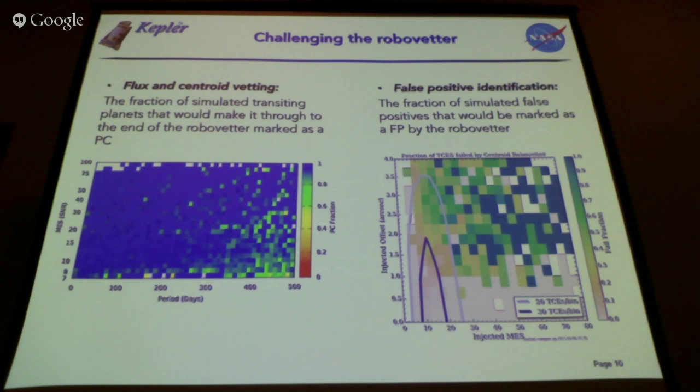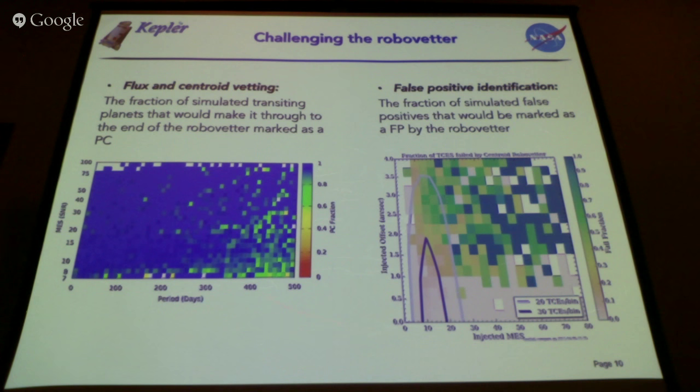This is a taste of how well we're doing with identifying false positives. As I said, some of these are injected off the source, and then we see if we can find out which ones are false positives. So this is the signal to noise on this axis, and this is how far away the source is injected, in arc seconds. Remember, 4 arc seconds is 1 Kepler pixel, so this is 1 Kepler pixel away. The color is the fraction of times it would get identified as a false positive.